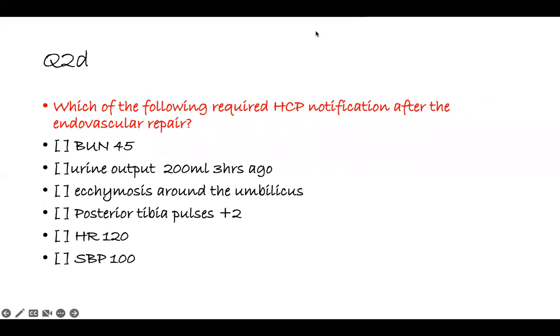Now, the same question, okay? I intentionally did it like that so that you can start thinking, using the same idea. You know the diagnosis, and we have 4 questions under that. Which of the following requires HCP notification after endovascular repair? The patient we're talking about has a TAA, thoracic aortic aneurysm. Which one will you call the HCP for after he has had an aneurysm repair? BUN of 45. Well, his renal function has gone down, so something is wrong. So you need to call.